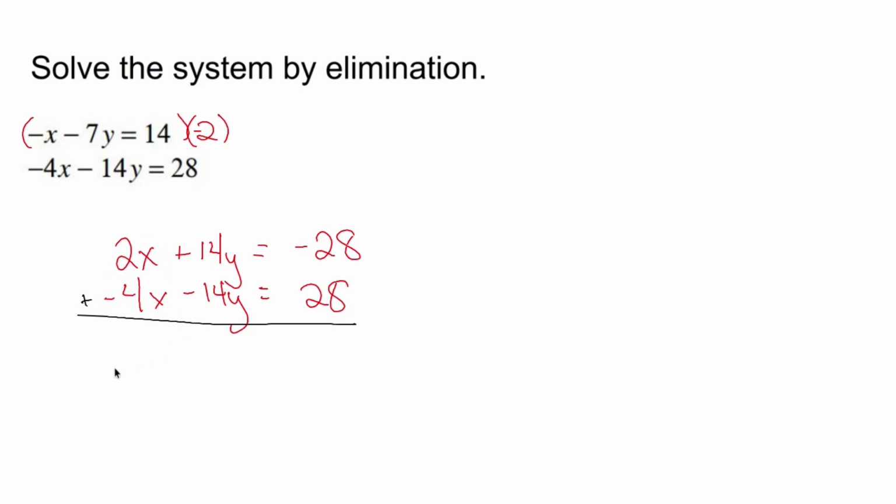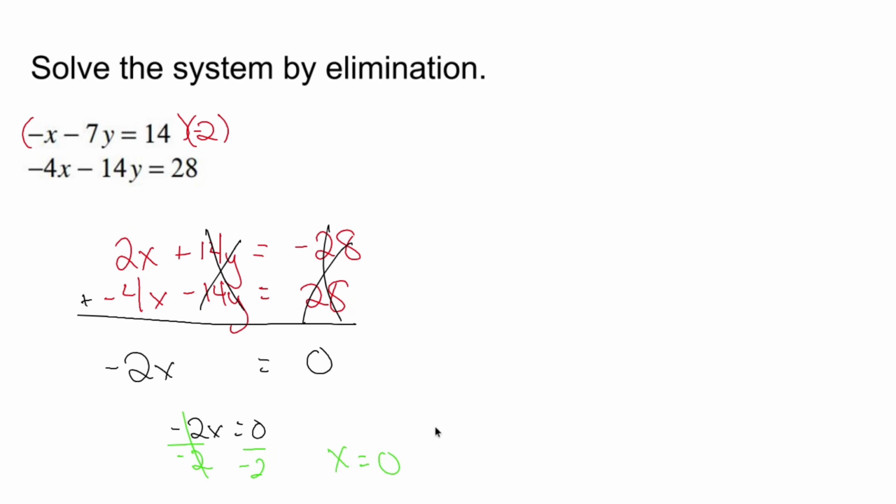Add up the rows. 2x plus -4x is -2x. The y's cancel out. Drop down the equals, and ooh, how nice, -28 and regular 28 also cancel out and become 0. So we have -2x equals 0, divide both sides by -2, and x is going to equal 0.